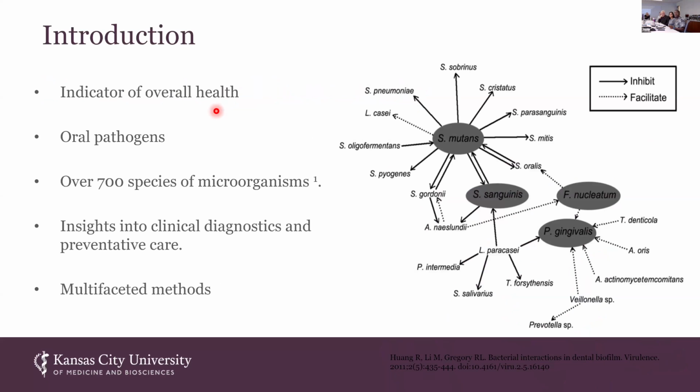Dental health is a good indicator of our overall health, and there are several oral pathogens that can affect it. In the oral microbiome, there are over 700 species of microorganisms that live together, creating a community, and they can form biofilms to increase their survivability as well as their viability. In the image on the right, we can see some common examples of bacteria you find in the oral cavity.